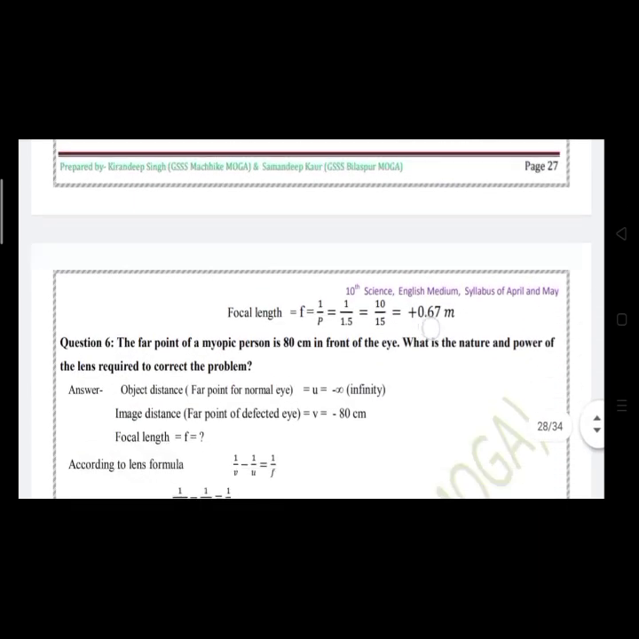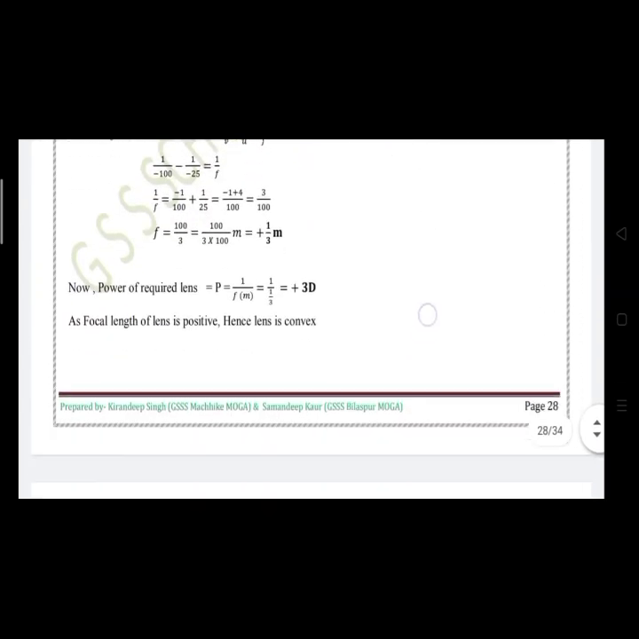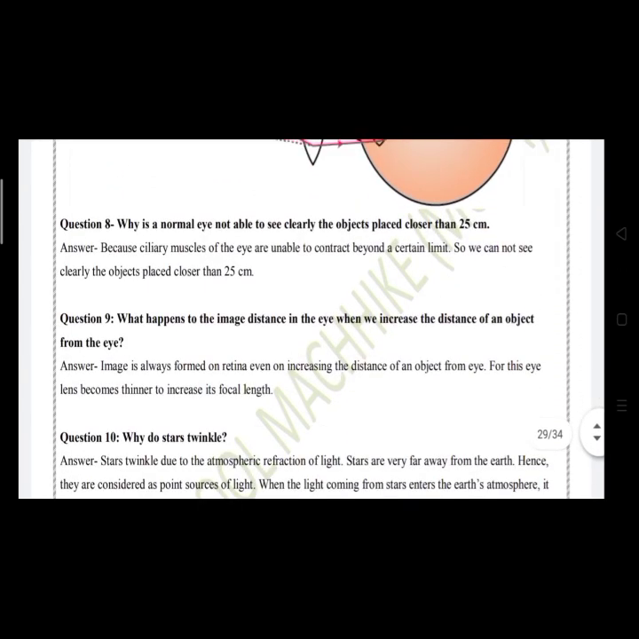Second is the human eye forms a single image of an object at its retina. Our third question is the least distance of distinct vision for a young adult with normal vision is about 25 centimeter. Our fourth question is the change in focal length of an eye lens is caused by the action of the ciliary muscles.